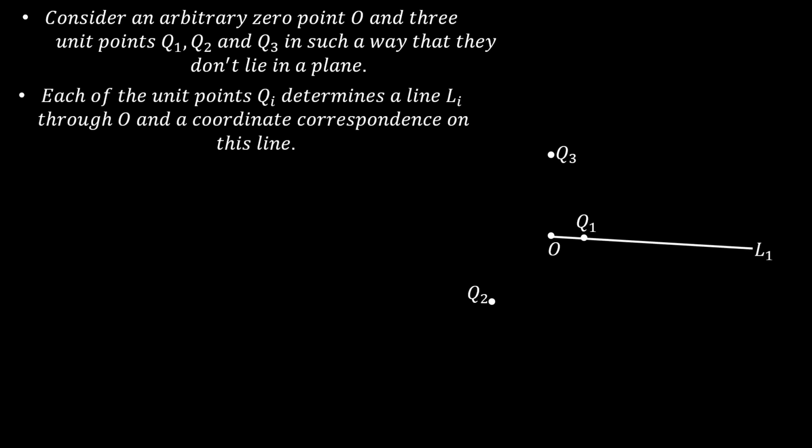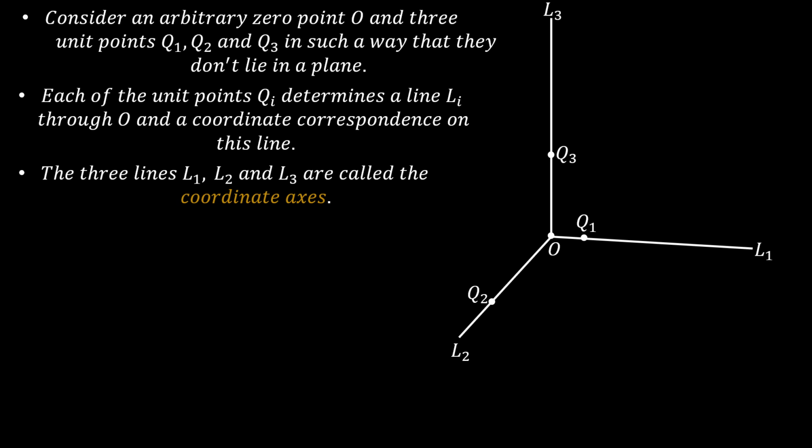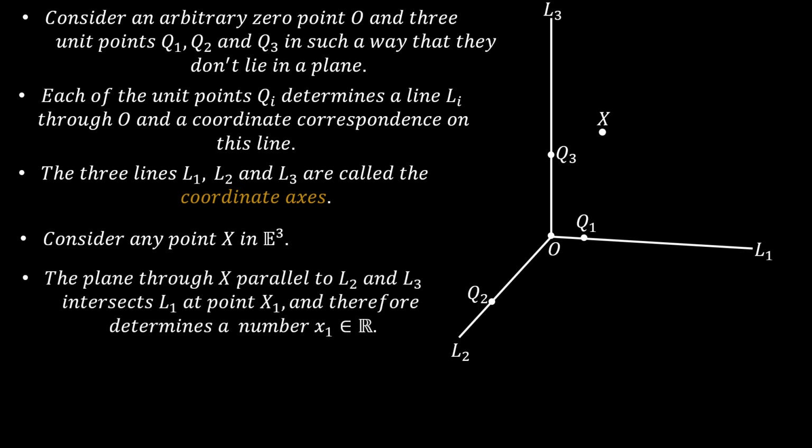Now, if we draw lines along Q1, Q2, and Q3, so that they are L1, L2, and L3 respectively, then these lines drawn through these unit points are called coordinate axes. So if we consider any point x in the Euclidean space, we could do one thing, and that is we draw a plane through x that is parallel to the coordinate axes L2 and L3. So that's the plane we have there.